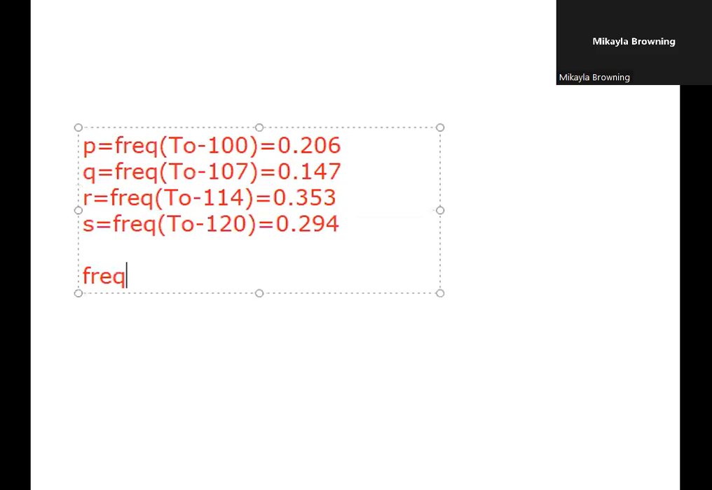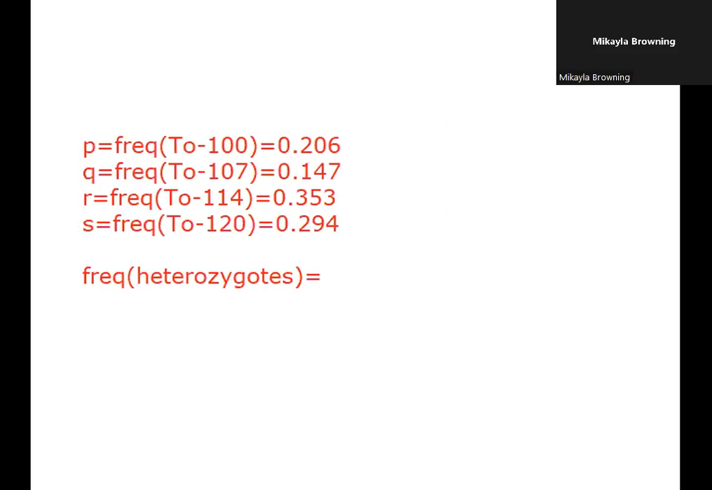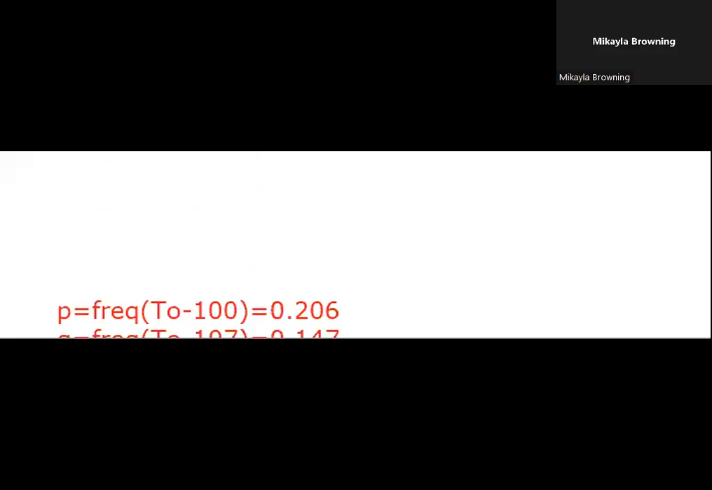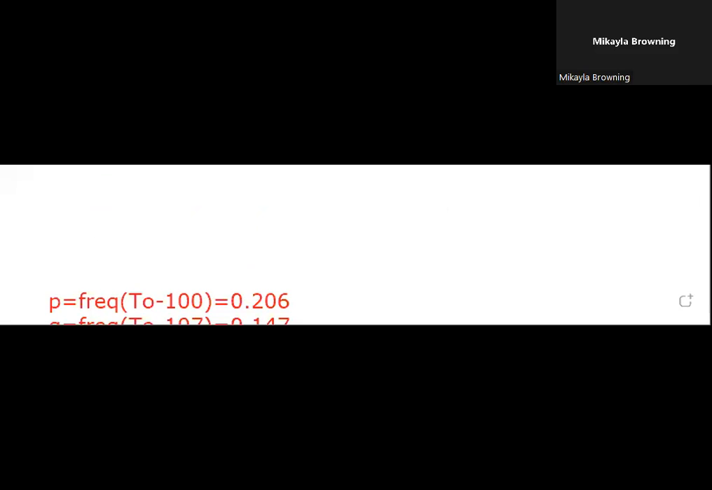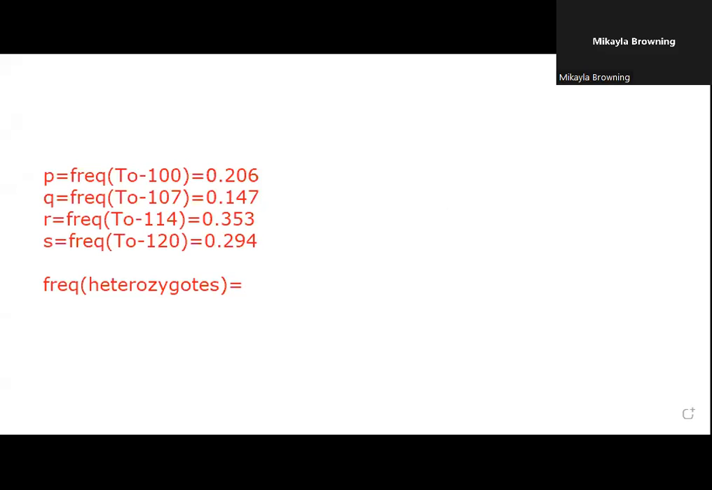Oh, we also know that the frequency of heterozygotes is equal to, they told us what it was, 70.6. So the frequency of the heterozygotes is 0.706 or 70.6%. Okay, with me there so far?